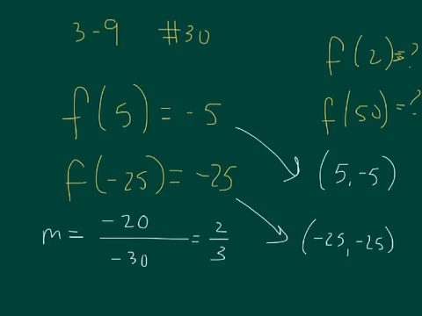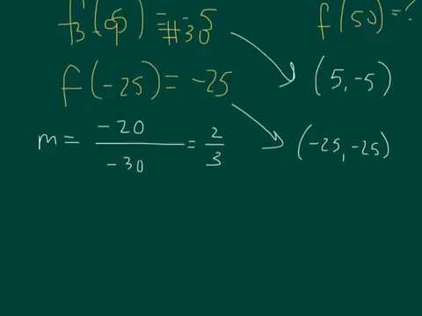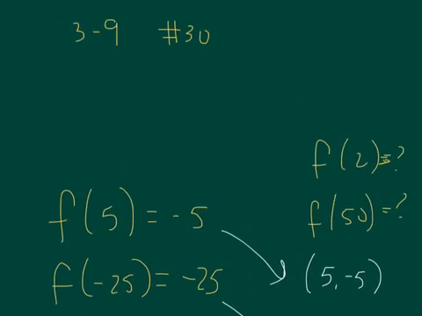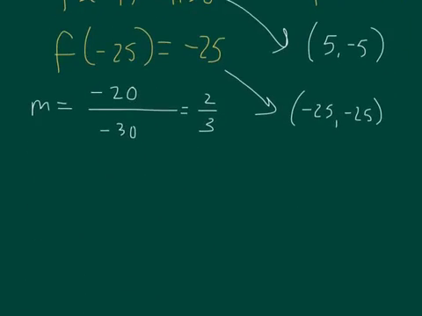Ida, just remember input output. You plug in what goes in the parentheses, that's your x. What you get out is your y. Input, output, always. So let's continue. Our slope is 2/3, so we've got f of x equals 2/3 x plus b.